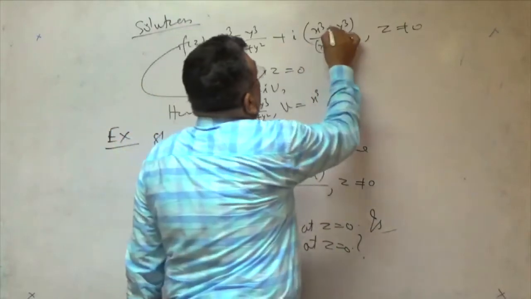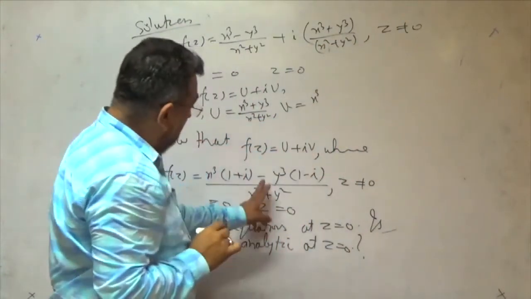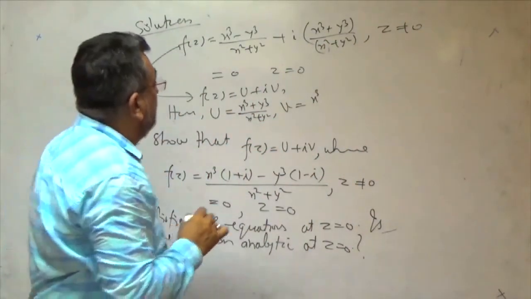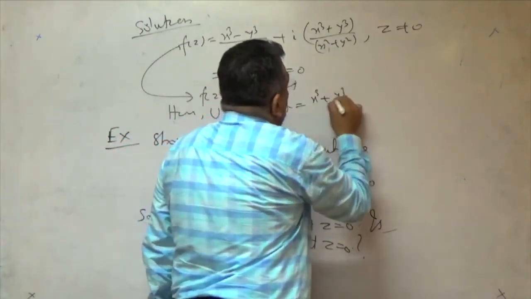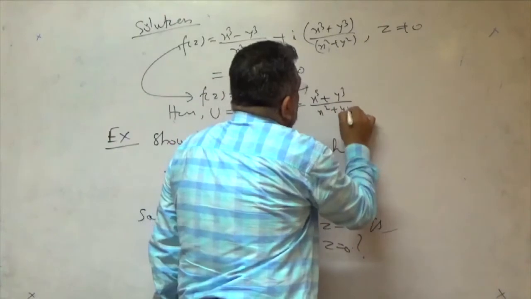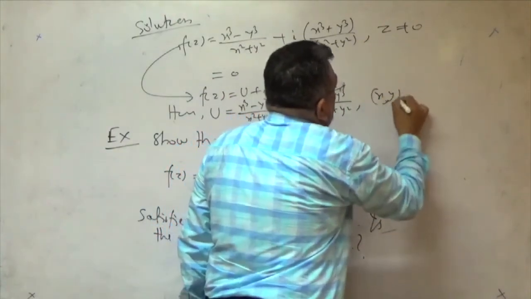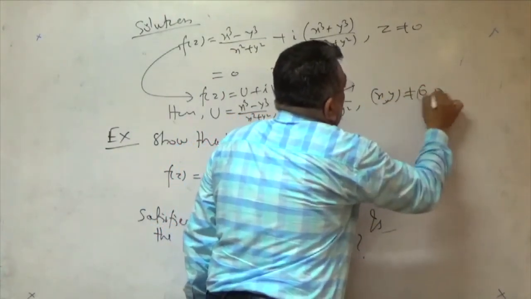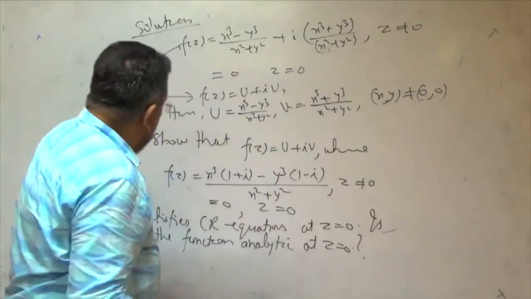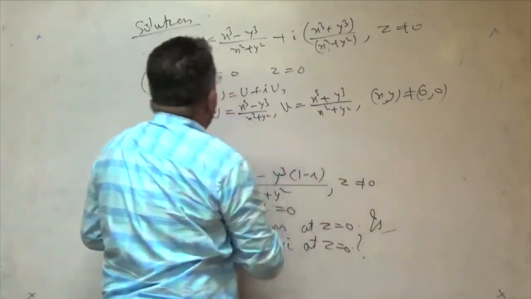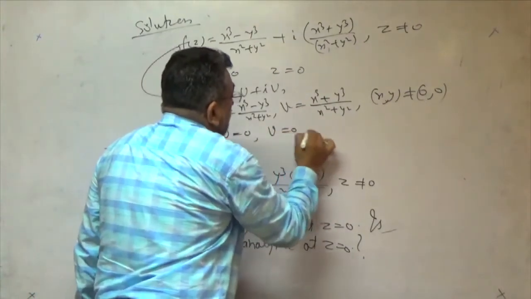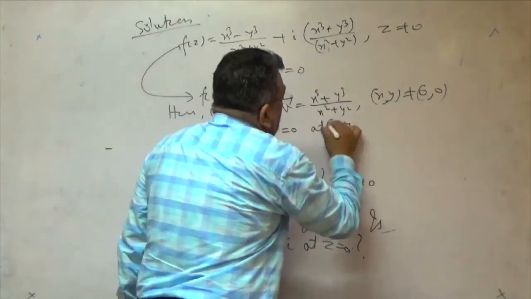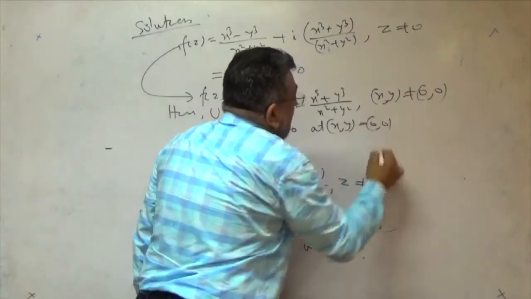This is x cube plus y cube. First it is x cube minus y cube, x cube plus y cube upon x square plus y square when xy is not equal to 0, 0. And also f(z) is 0 at the origin. So from here u is 0 and v is 0 at xy equal to 0, 0, at the origin.